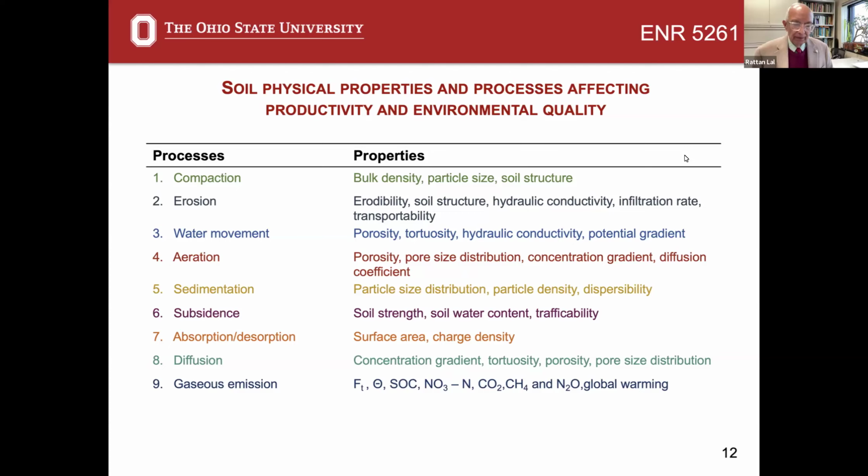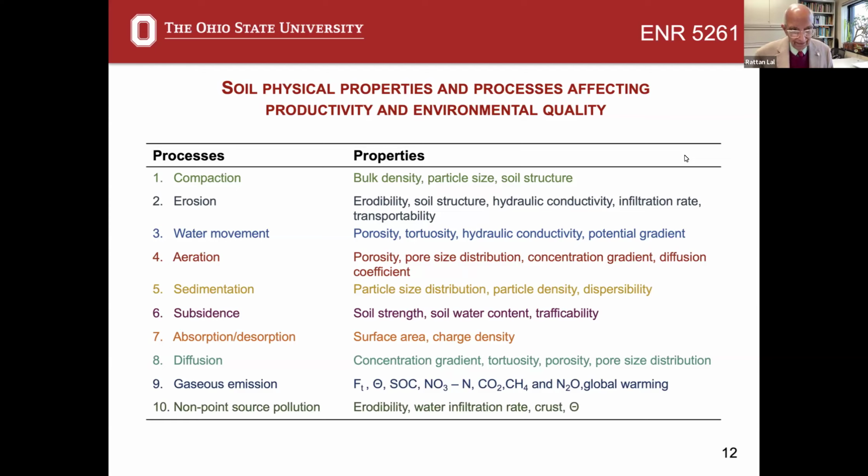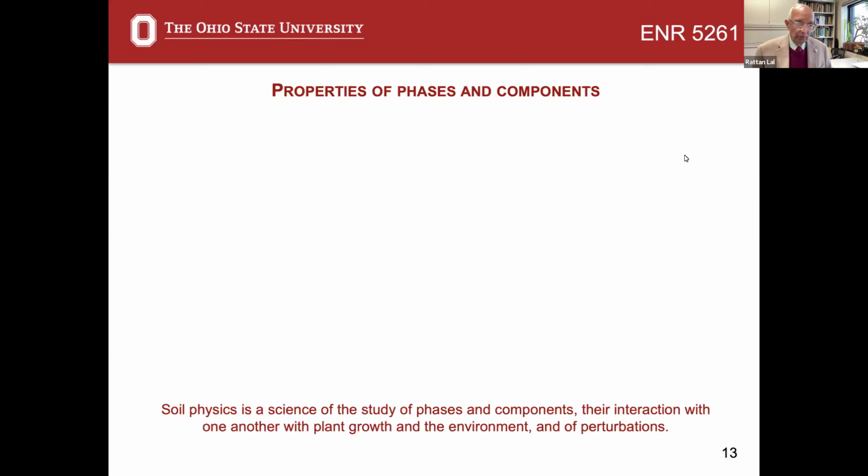Soil air is different than air in the atmosphere. That's why gases from soil diffuse into the atmosphere. And then we have non-point source pollution. Pollution which is diffused over the entire landscape, coming from the entire landscape. So pollution from agriculture is called non-point source, vis-a-vis, for example, pollution from an industry, a factory, which is a point source. And this is affected by properties such as erodibility, water infiltration rate, crust, and moisture content. So those are the differences between properties and processes.